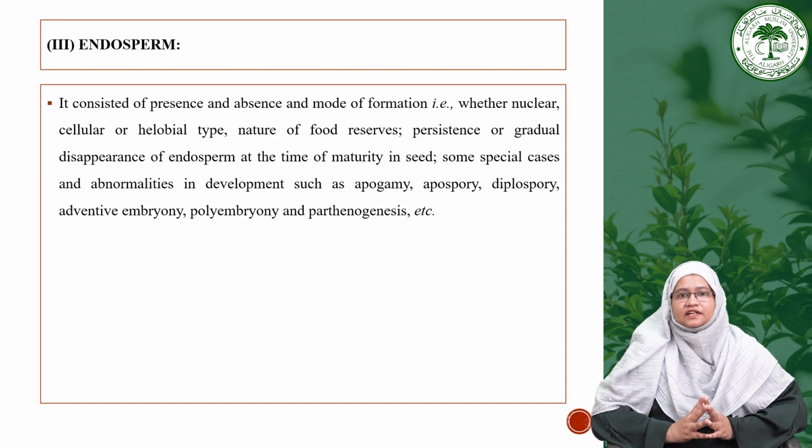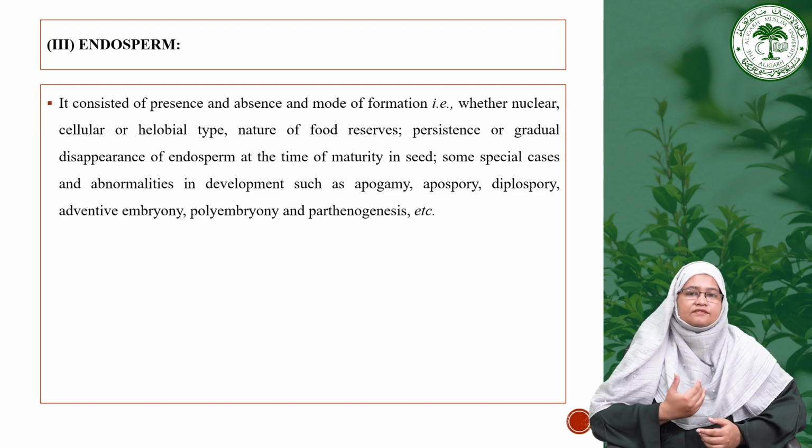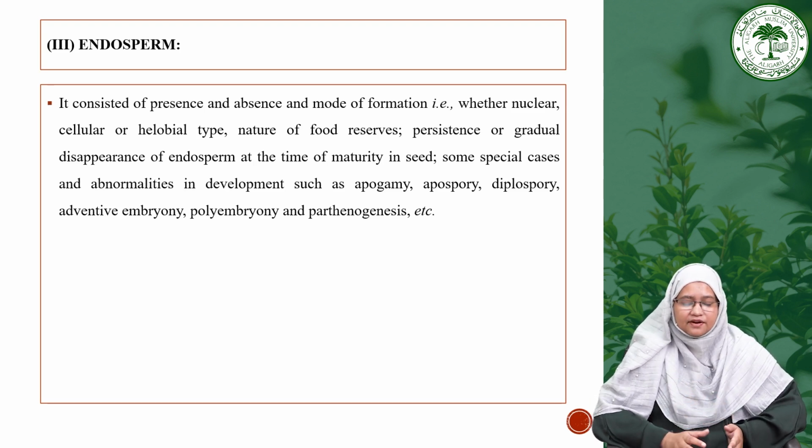The next important feature in embryology is the endosperm. It consists of the presence or absence, mode of formation, whether nuclear, cellular, or helobial type, the nature of food reserves, persistence or glandular appearance of endosperm at the time of maturity of the seed. Then there are some special cases and abnormalities in development such as apogamy, apospory, diplospory, adventive embryony, polyembryony, and parthenogenesis. So these are some different characters that can be used to identify the different groups of plants.